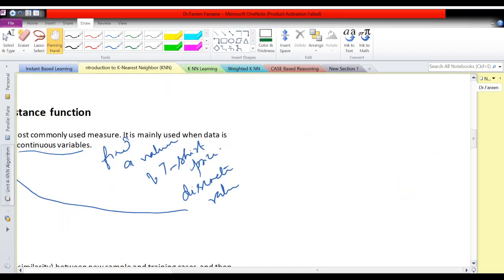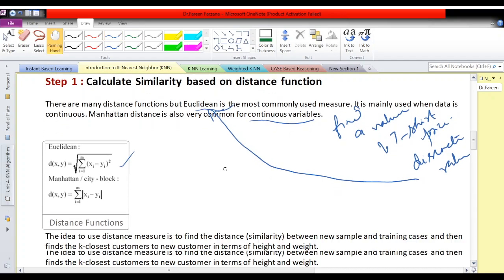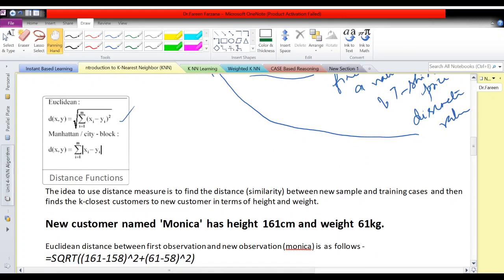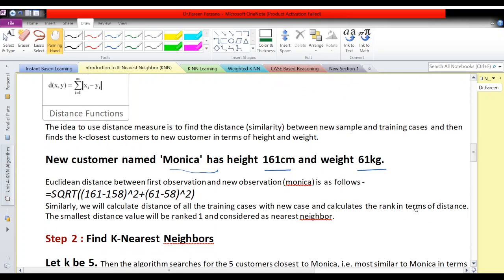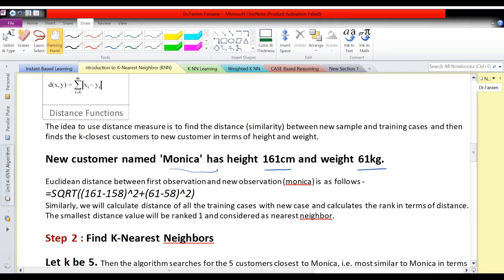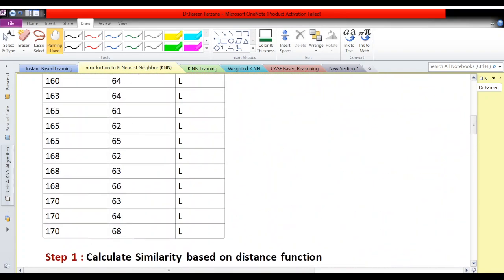So you know the formula of Euclidean distance. This is your Euclidean distance formula: the square root of the sum of (xi minus yi) the whole square. That is the distance between two data points. Now there comes a new customer, Monica, whose height is 161 centimeters and weight is 61 kg. So what we do here is they have implemented it with the help of Excel. They have substituted the formula for one particular cell. So you see the first cell.